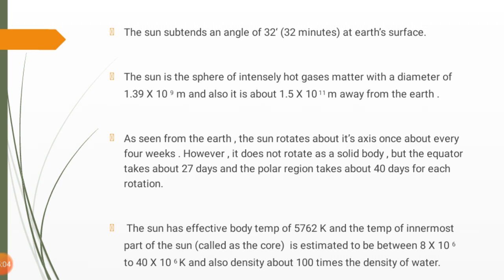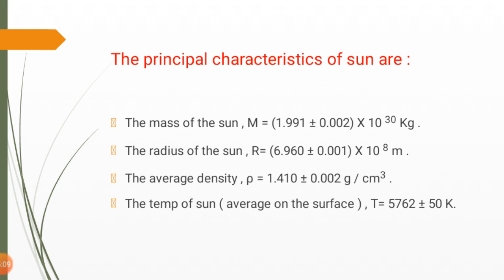The sun has some basic principal characteristics, that is mass, radius, average density and temperature. Therefore, the mass of the sun, capital M, equals 1.991 plus or minus 0.002 times 10 to the power 30 kilograms. This is very large compared to the mass of the Earth, in the order of 10 to the power 30.